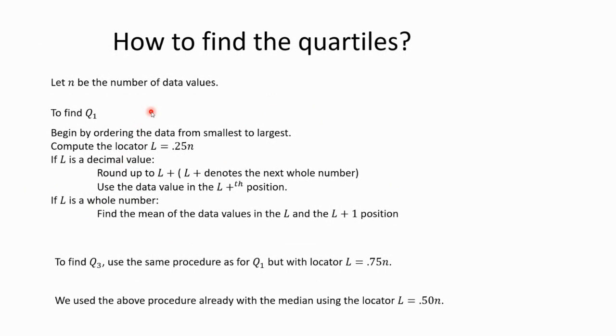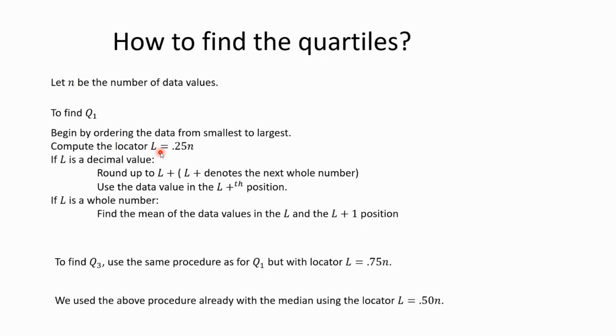Okay, so how do we get these? Well, let's suppose n was the number of data values. So n could be 8, 12, 100, whatever. You want to sort the data, or organize it, from smallest to largest. You could do that by hand. If there's a lot of data, you might be better off doing that in Google Sheets or Microsoft Excel. I have shown you how to sort data in Google Sheets.